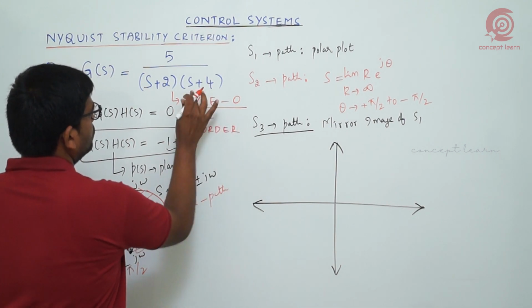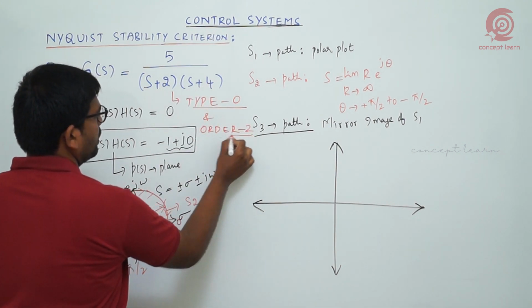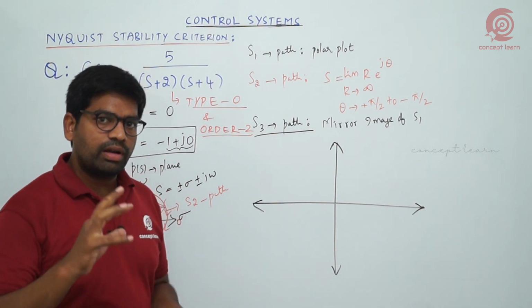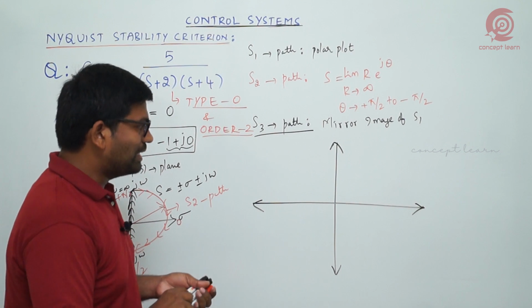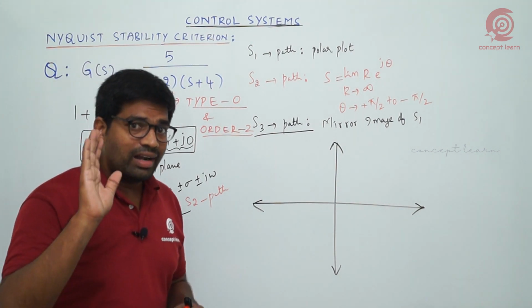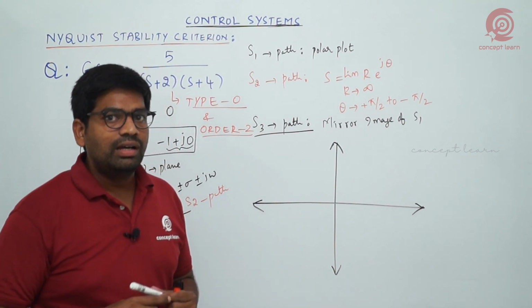Order is what? Two poles means definitely second order. So type 0, order 2. So how do we draw the polar plot based on the type and order? Type indicates the starting point of the polar plot. Order indicates the ending point of the polar plot.